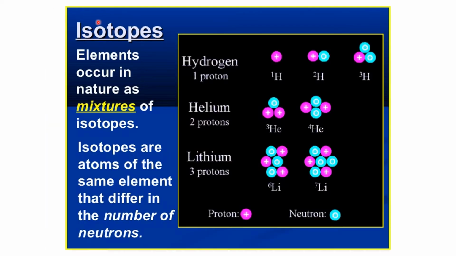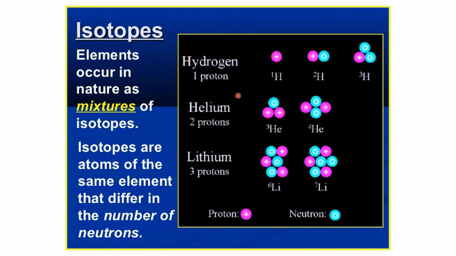Elements occur in nature as mixtures of isotopes, and isotopes are atoms of the same element that differ in the number of neutrons. Since the number of neutrons is changing, the atomic mass also changes, and we know that atomic mass is equal to the sum of protons and neutrons.